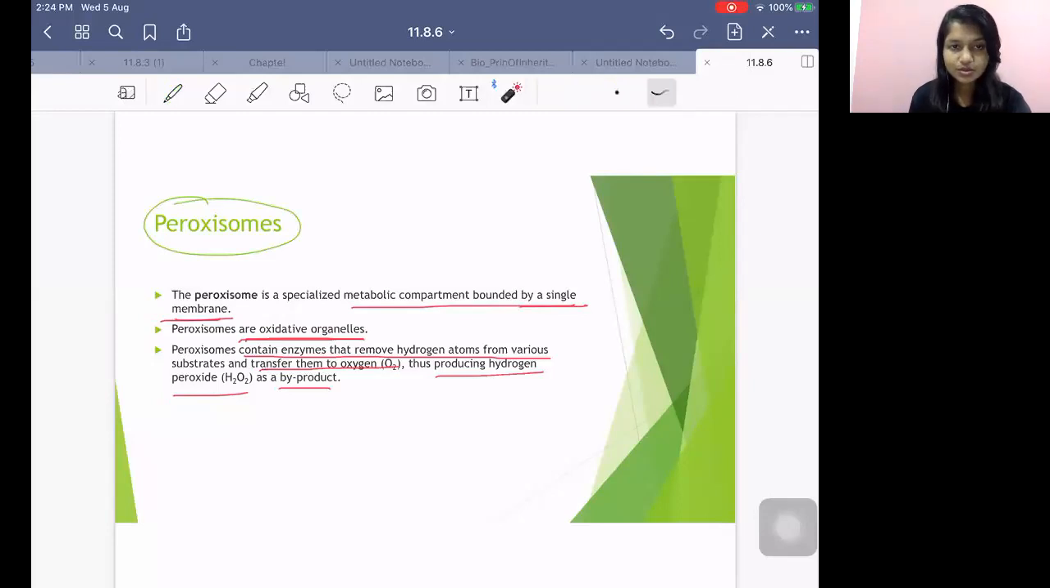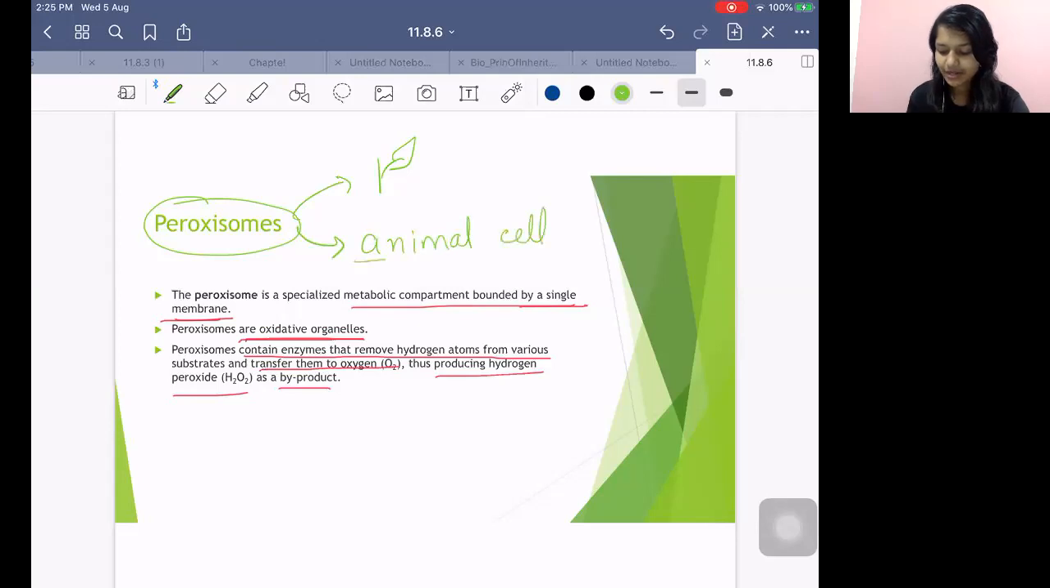So the next structure we are discussing is peroxisome. So where is it found? It is found in plant cells as well as animal cells. Got it? It is found in both. So now let us see what they are. What is their function? Do they have one membrane or more than one membrane? Just look at it. Peroxisome has a single membrane.